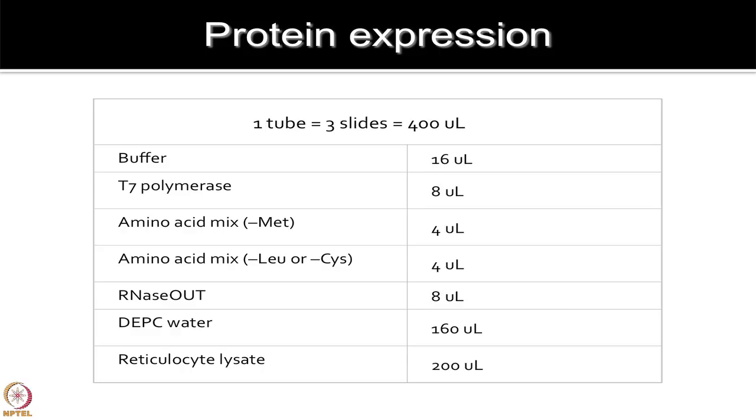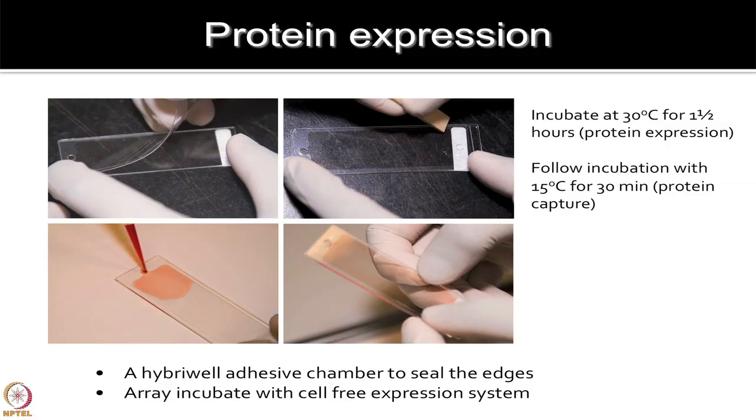Finally, once you have printed these arrays, you want to do the protein expression. One could use different ways of doing cell-free expression. One example is shown here, where you can use the IVT mix, which contains T7 polymerase, amino acid mixture, ribonuclease inhibitor, DEPC water, and rabbit reticulocyte lysate. All of this comes in a tube, and you use this to express the protein of interest, which is shown in the next slide.